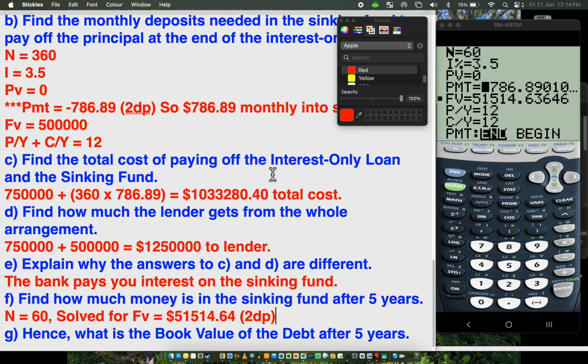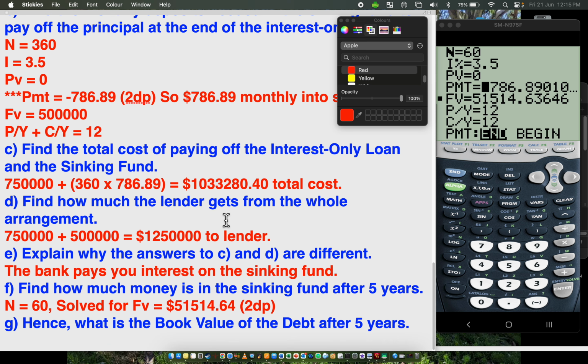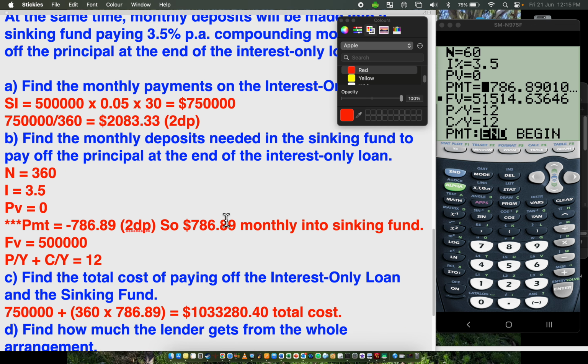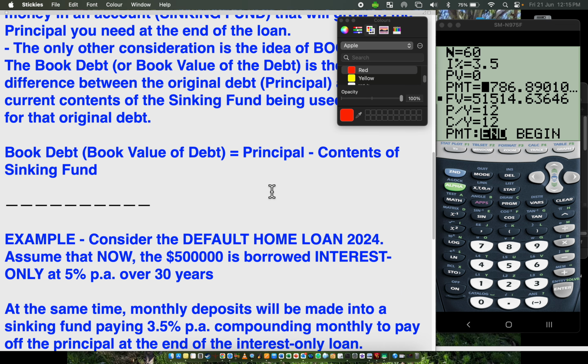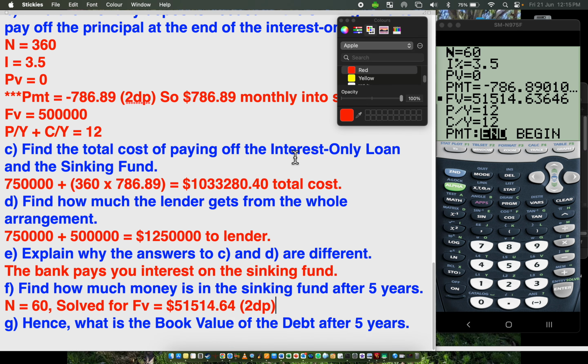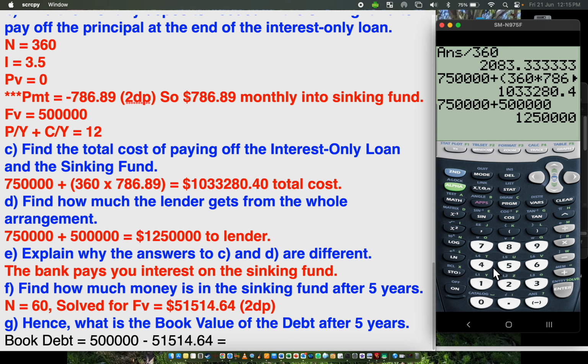Right, and then the very last idea, and then you're going to be revising or working on your DI. What is the book value of the debt after 5 years? So let me remind you of the formula. The formula for book debt is the principal take the contents of the sinking fund. What are the contents of the sinking fund after 5 years? $51,514.64. What was the principal that I was saving up for in the first place? 500 grand. Take away 51514.64.